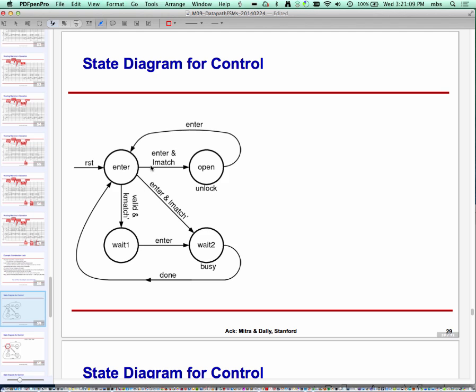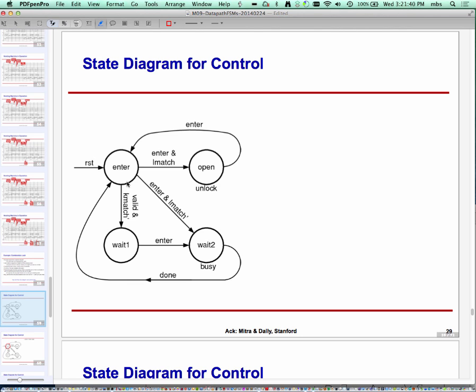if there is an enter and there is no match, then, let's see what's happening. Yeah, if there is an enter and there is a match, then you open by making the unlock, and then you come back to the enter state. If on the other hand there is not a match, then what you do is you start a timer, and you have to wait until the timer has expired before you go back.